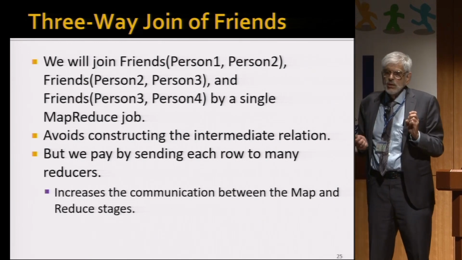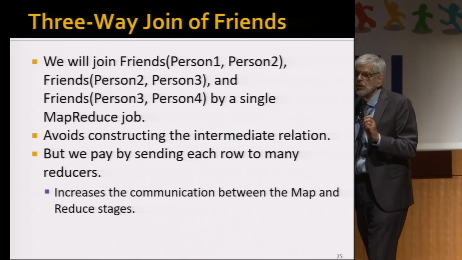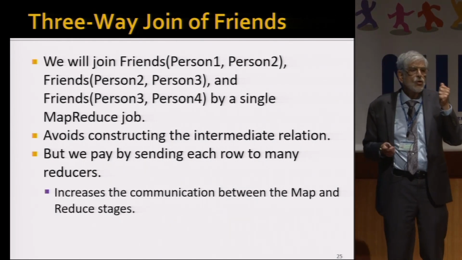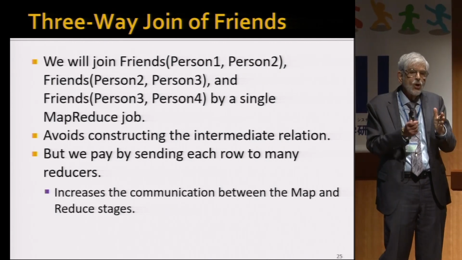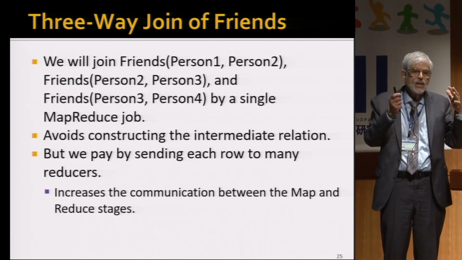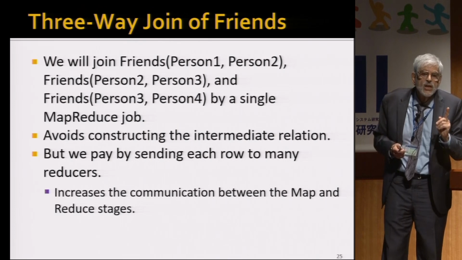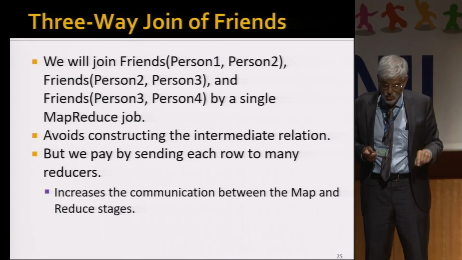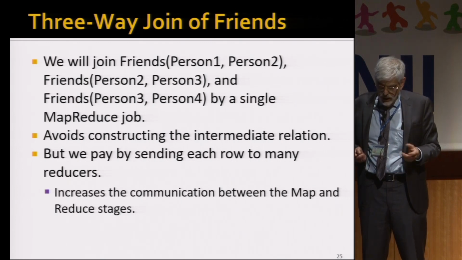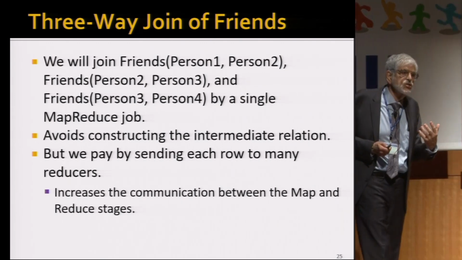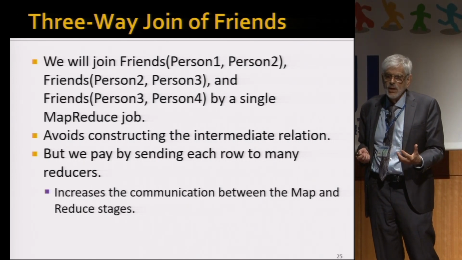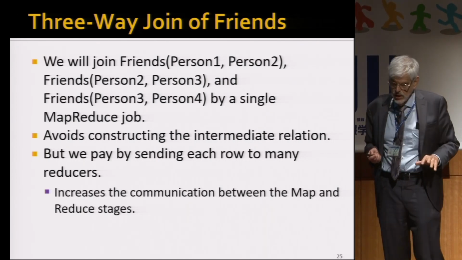Well, we don't construct the intermediate relation. What we do is the map function is going to send rows. From each row, it's going to compute many key-value pairs, not just one key-value pair, as we did when we were just joining one relation with another. As a result, this increases the communication between the map stage and the reduce stage, and so we don't want that communication to be too large.